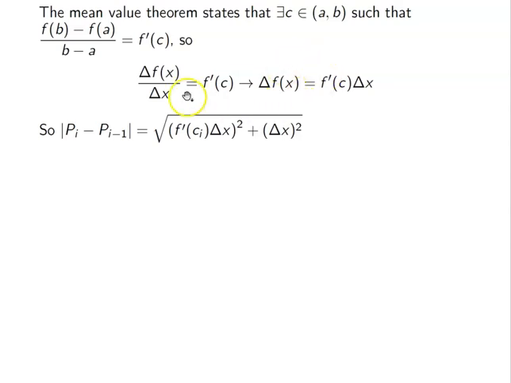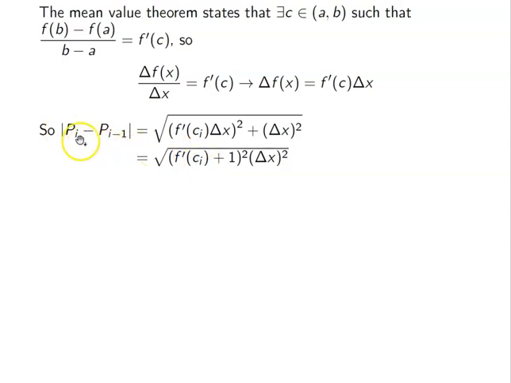So I can replace these values here, and write that the distance between those two points can now be considered as the square root of f prime of some value between i and i minus 1, which I'll call the ith c, times delta x squared, plus delta x squared. The nice thing is that I can now pull out a common term of delta x squared. So now I have f prime of ci.